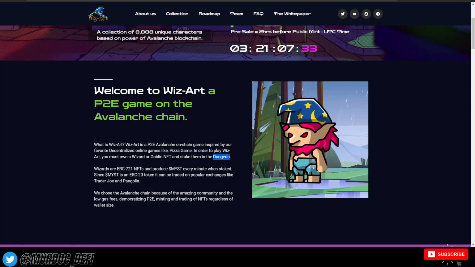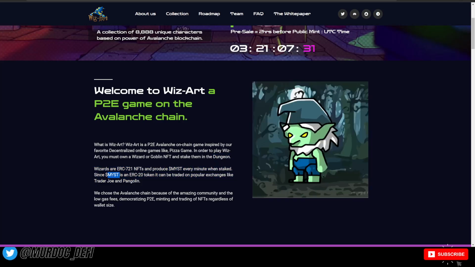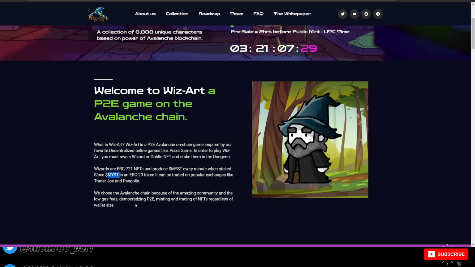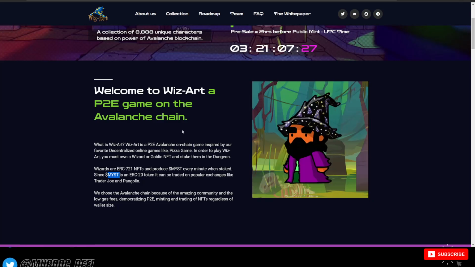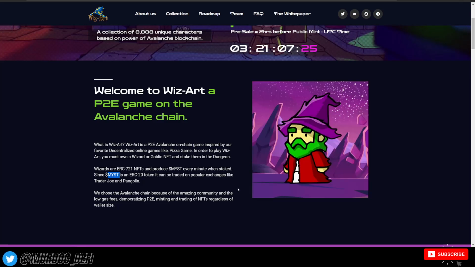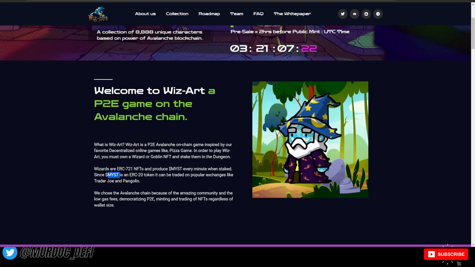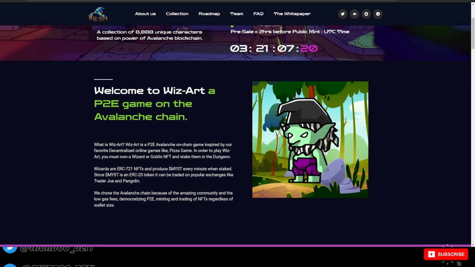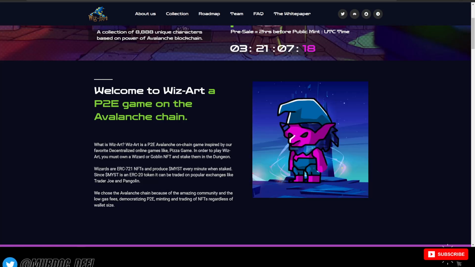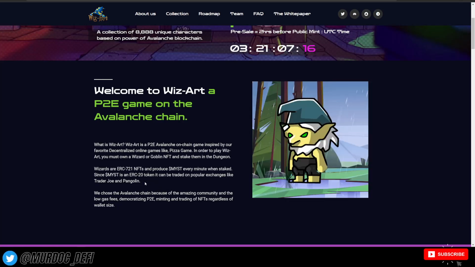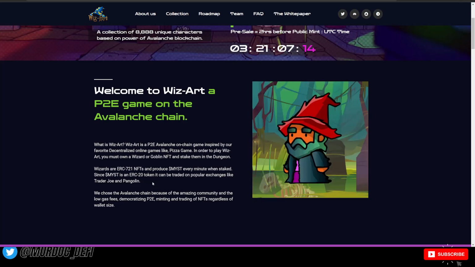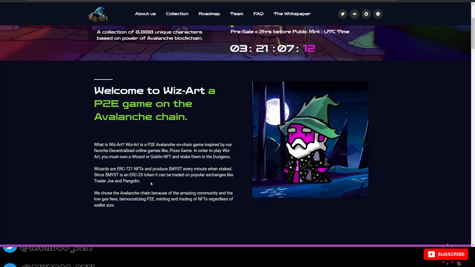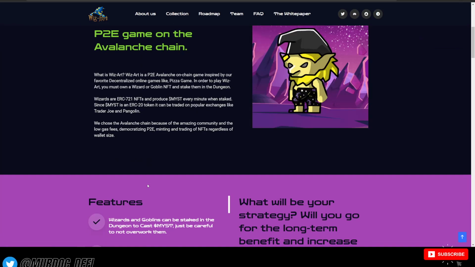So that is going to be the reward token that they're going to be launching and the token that you're going to be earning when you're staking any of your NFTs in the actual dungeon, right? We chose Avalanche Chain because of an amazing community and the low gas fees, democratizing play to earn, minting and trading of NFTs regardless of wallet size, right?